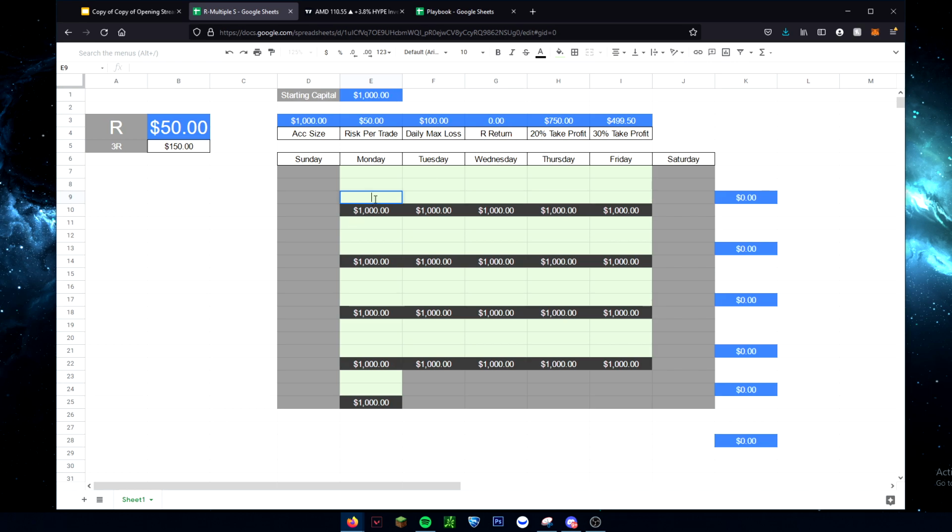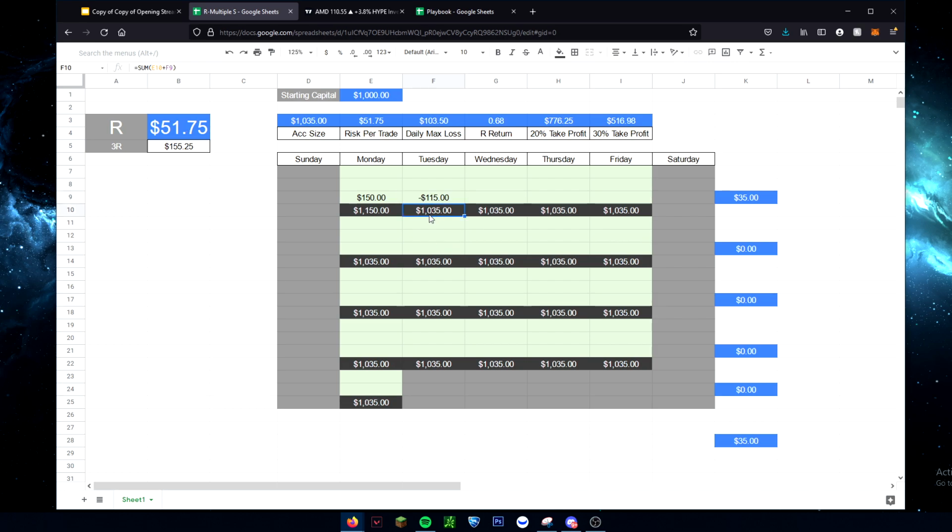This just calculates your R return. So if you input, let's say you take 1 winning trade for that day, your R return would be 2.61. And then as you input your profit every day, it's going to update your R and your 3R. So your risk to reward is going to change, grows. But let's say you take a daily max loss, which would be two losses.